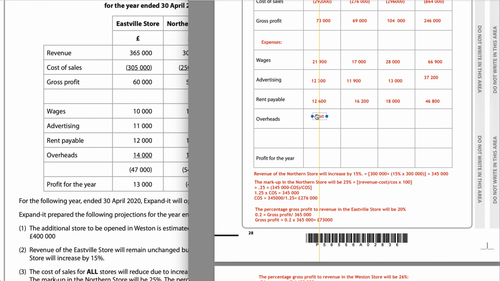So let's write it here. They are going to charge 20,000, and this is 20,000, and the total is going to be 60,000, which is given, right? So the total is 60,000.